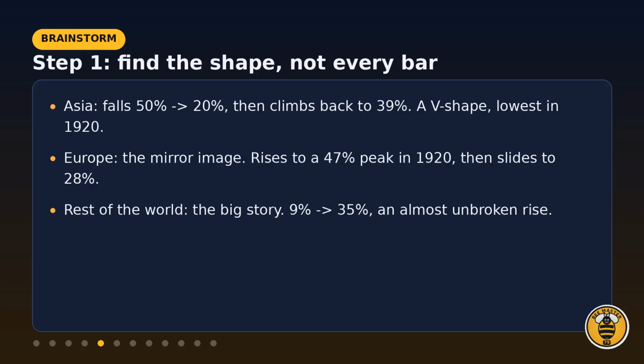Step 1. Do not describe every bar. Find the shape of each line. Asia makes a V. It falls from 50% all the way down to 20, then climbs back up to 39. Europe is the mirror image. It rises to a peak of 47% in 1920 and then slides down to 28. And the rest of the world is the real story of the chart.